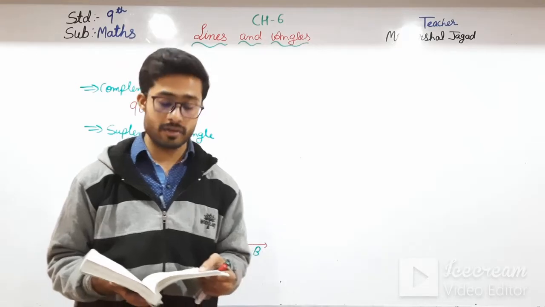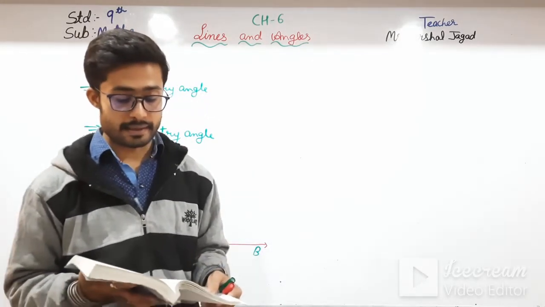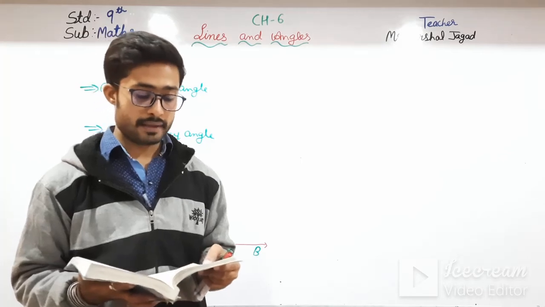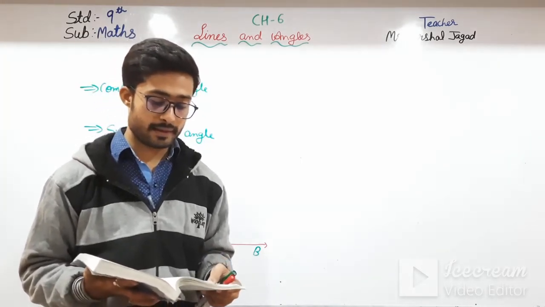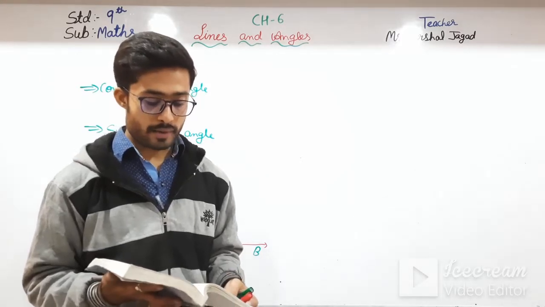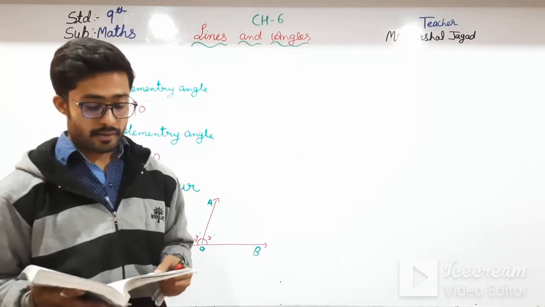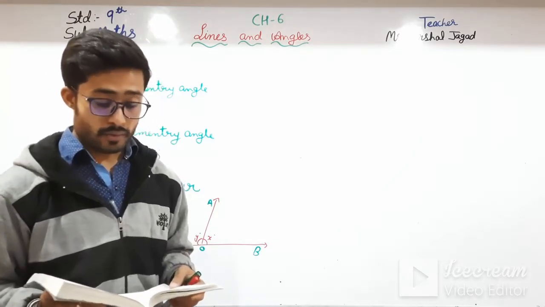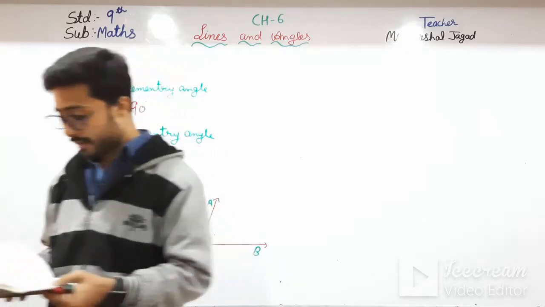Coming to axiom 6.2: if the sum of two adjacent angles is 180 degrees, then the non-common arms of the angles form a line. For obvious reasons, the two axioms above together are called the linear pair axioms. Let us now examine the case when two lines intersect each other. Recall from earlier classes. What are they telling us here?